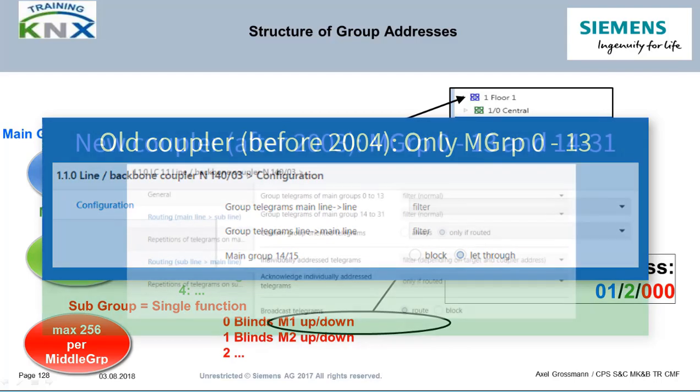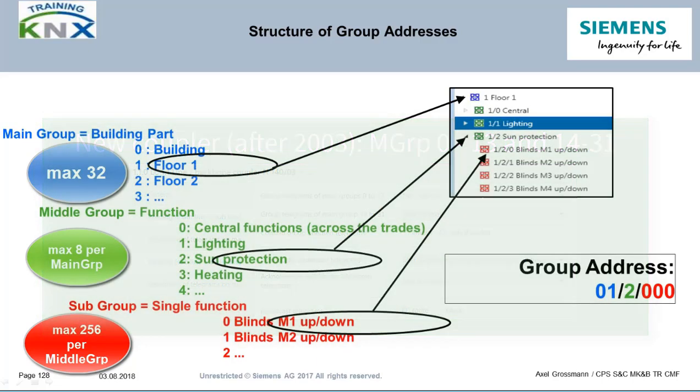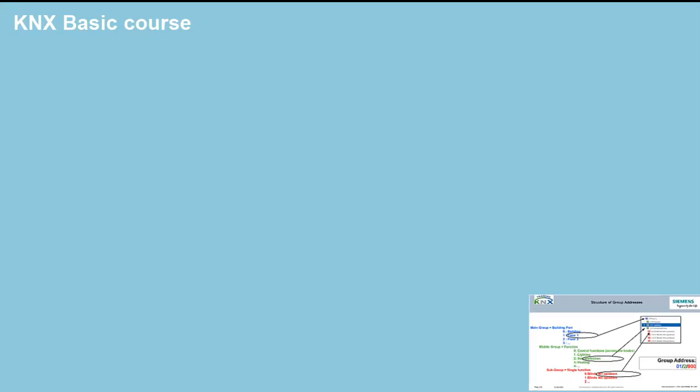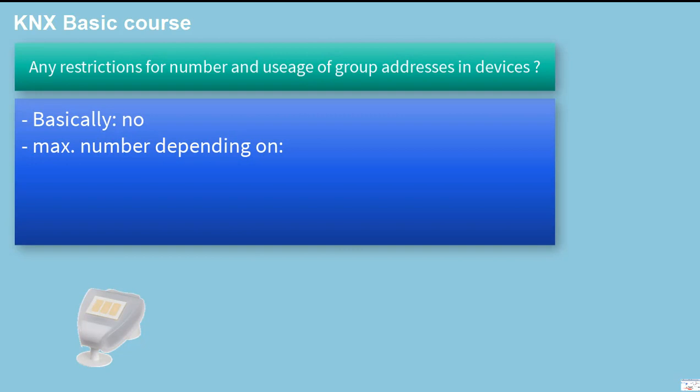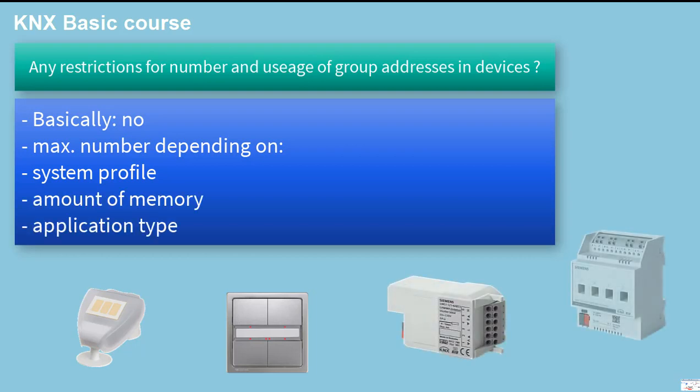The new generation of couplers was upgraded with sufficient memory, so with them the whole range of group addresses is usable. The number of group addresses which can be assigned to the sensors and actuators depends on various factors: the system profile of the used bus couplers, the amount of memory, and the type of application program. There are no other restrictions.